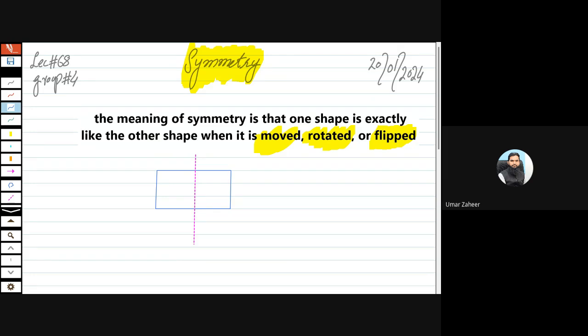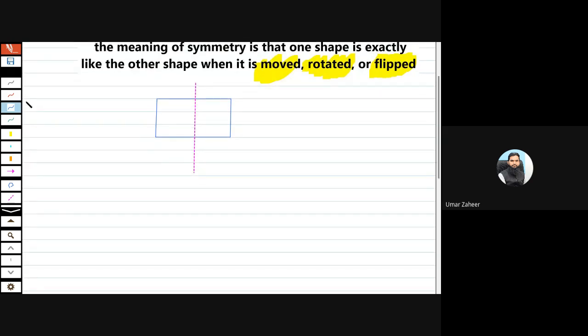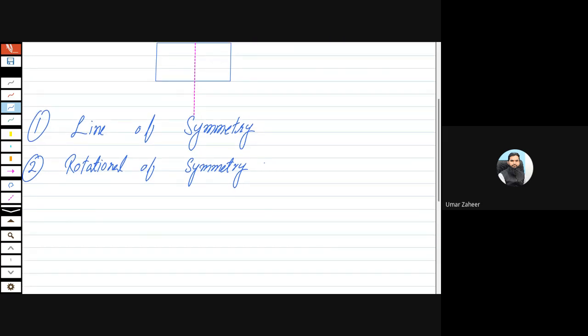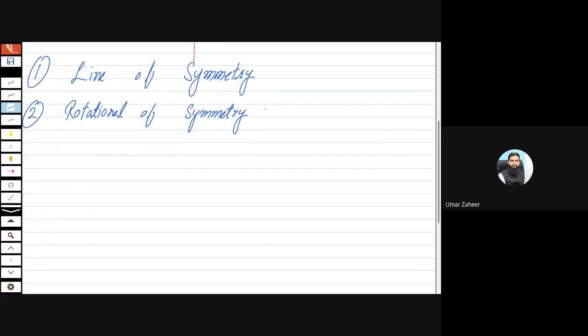So we have two types of symmetry. The first one is line of symmetry, and the second one is rotational symmetry. All right, we have two types of symmetry. The first is the line of symmetry, and the second is rotational symmetry. Let's see how it works. First of all, we are going to talk about the line of symmetry.